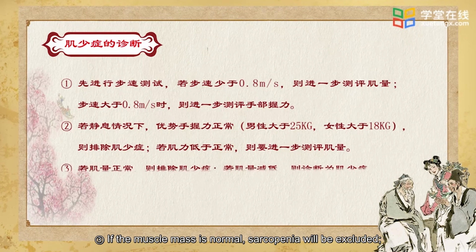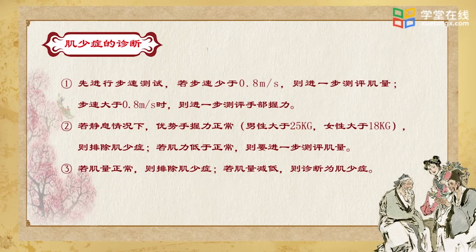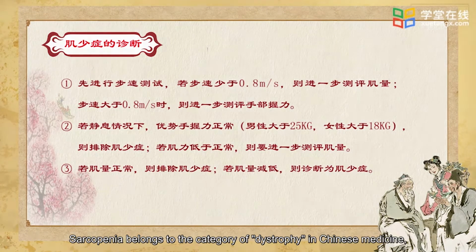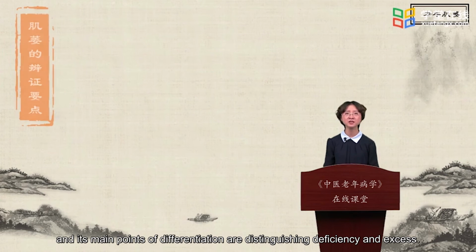Number 3, if the muscle mass is normal, sarcopenia will be excluded. If the muscle mass decreases, sarcopenia will be diagnosed. Sarcopenia belongs to the category of dystrophy in Chinese medicine, and its main points of differentiation are distinguishing deficiency and excess.